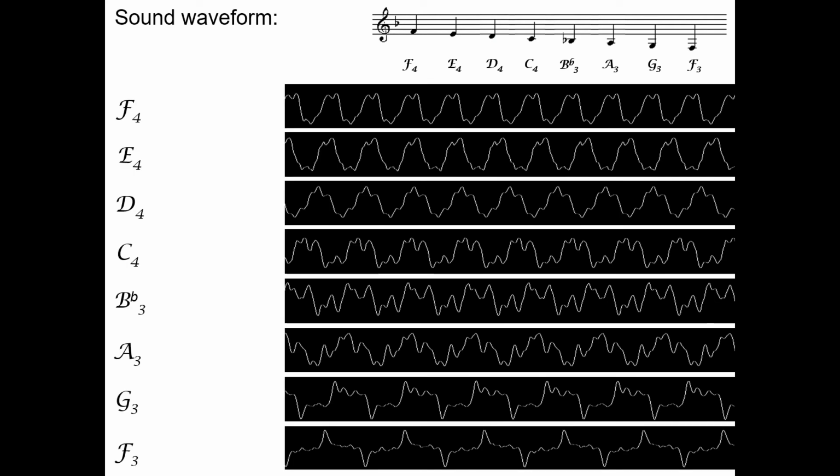There's a repeating pattern for each waveform, and the time it takes for it to repeat itself is called the period T. We can see that the period increases when we go down the scale. F, E, D, C, B flat, A, G, F.